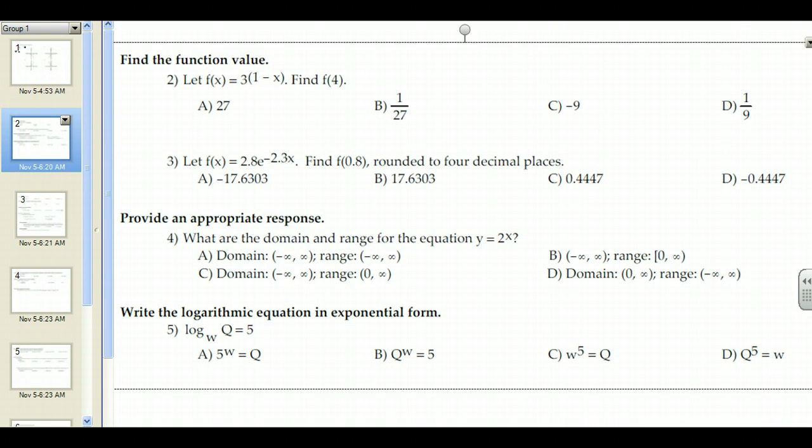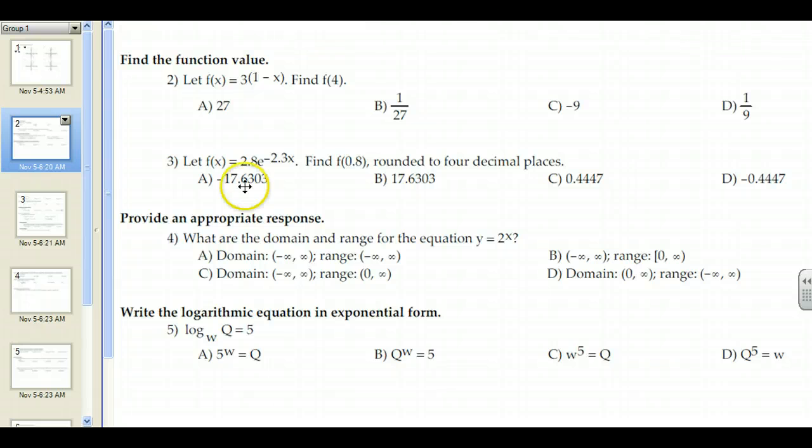For question 2, 3, 4, 5, I may not give you these as multiple choice questions when it comes test time, but anyway, the same idea applies to what you're doing here. So here I'm given a function. This in the parentheses is an exponent. So I want to find out what happens when 4 goes in. So just literally take that x and replace it with 4.